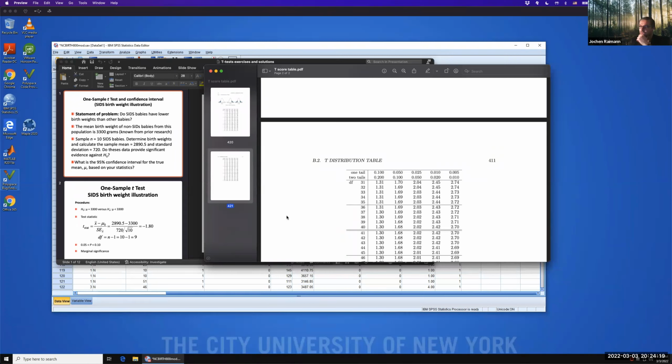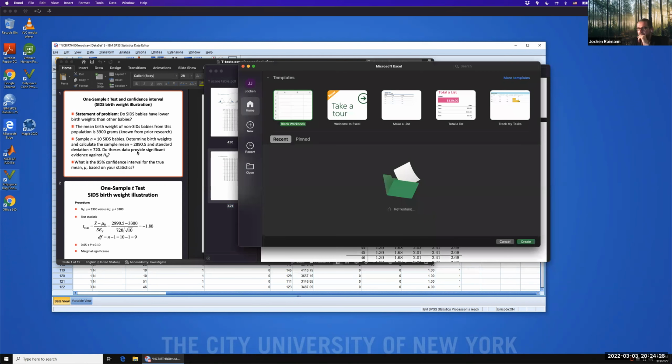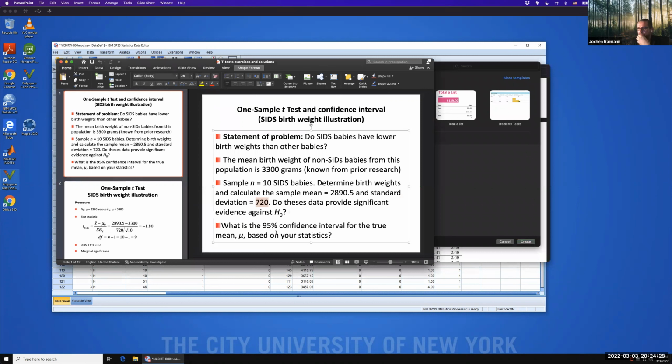So you want to quantify now your 95% confidence interval. So what is the 95% confidence interval for the true mean, mu, based on your statistics? So again, as a recap, the 95% confidence interval is that interval within which, around that sample mean, you're confident the true population mean is located, meaning you're comparing it to a true population mean of 3,300.